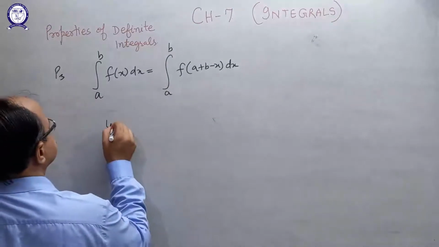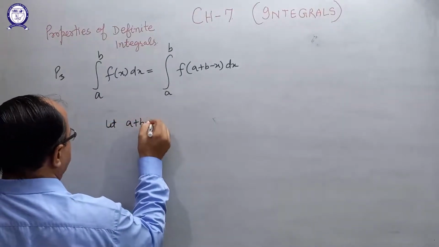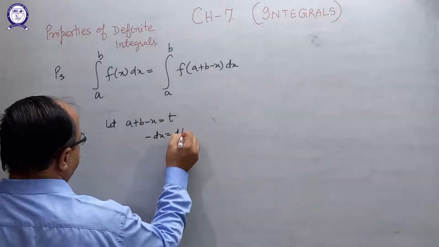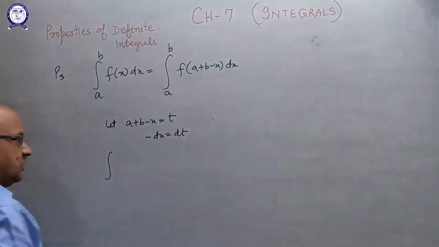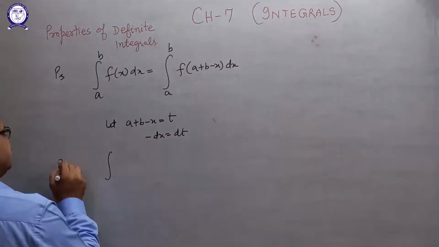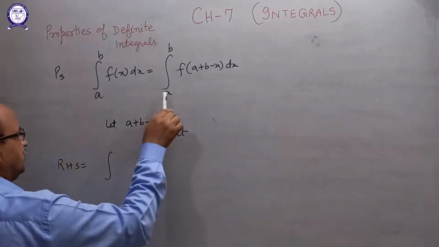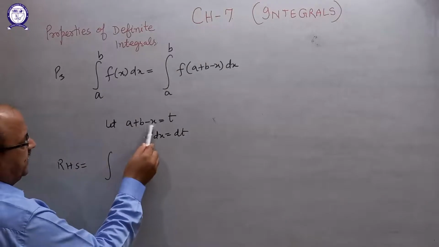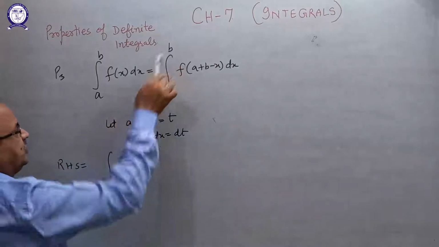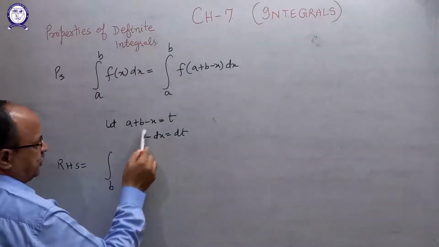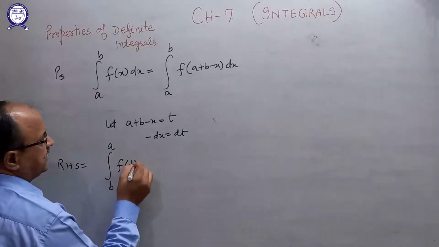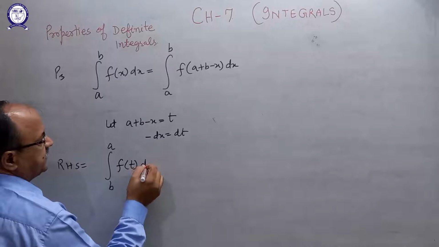So let a plus b minus x be equal to t, and the derivative of this, minus dx, is equal to dt. Now change the limit. This is the right hand side. Put a here, then a to a cancel, then b will come here. When you put b here, b to b cancel, then a here. That is f of t. In place of dx, you can write minus dt.